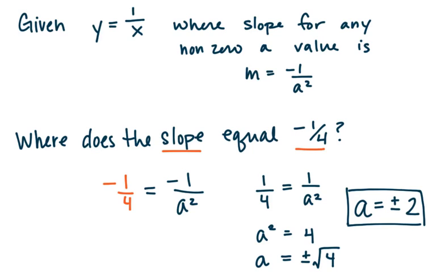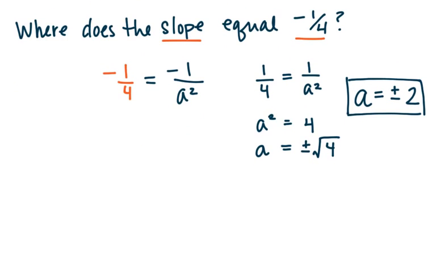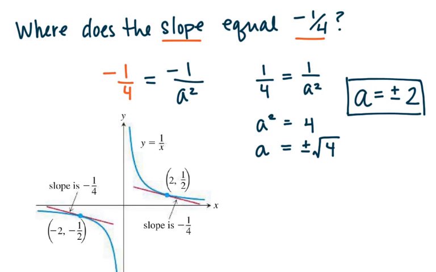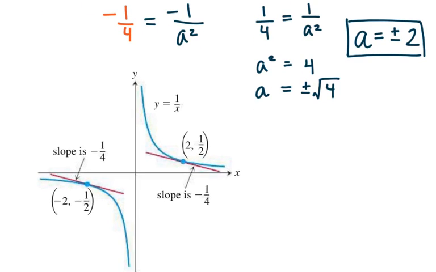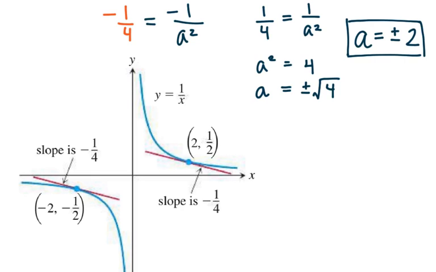And so let me pull a picture in that will help us think about that as well. If you look at this graph, this is the graph of our function. And at both points where x is equal to positive 2 and negative 2, if you look at the slope of that tangent line, they both have the exact same slope. The slope is negative 1/4. So there are 2 points on that curve where the slope is equal to negative 1/4.